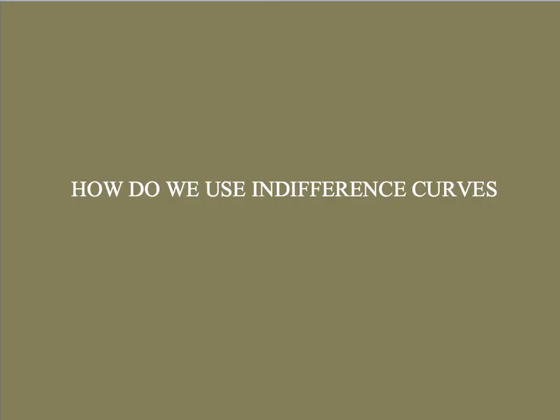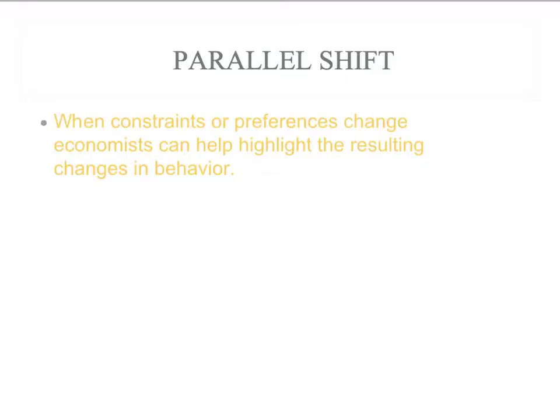All right, so now we're going to get to the actual application of indifference curves and budget constraints. We're going to look at our indifference curves in order to get some predictions about behavior. And in order to do this, we have to look at the changes in either opportunities or the changes in preference. So the first application of this we're going to do is we're going to imagine a parallel shift.